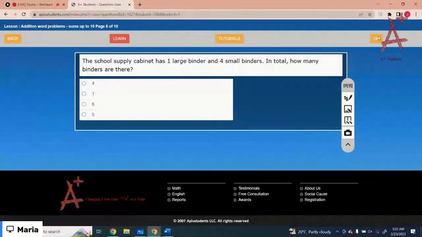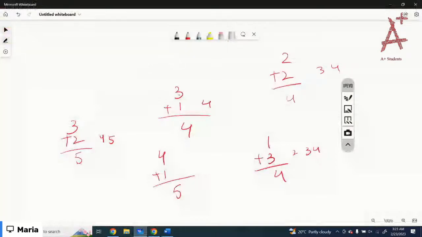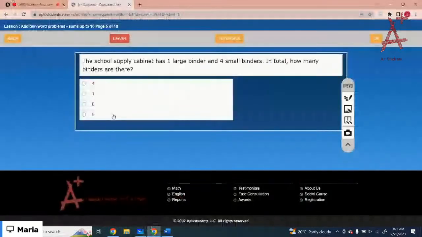Okay, the next one is: the school supply cabinet has one large binder and 4 small binders. In total, how many binders are there? You have to calculate the total binders. Got it? So you have to do 4 plus 1. So 4 plus 1 equals 5. Got it? Start with 4 and count up 1. So the correct option is 5.